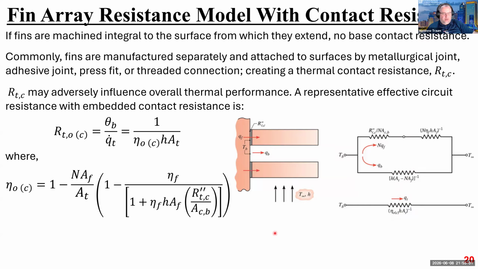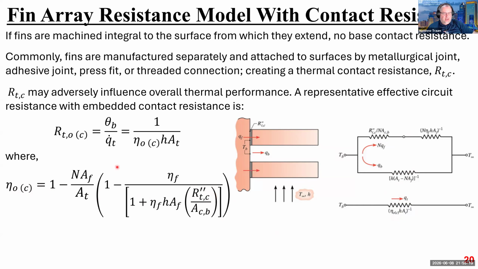The book goes through how this is derived. I won't bother with the derivation because you can look it up, but this is the expression for the efficiency of a fin where there's a contact resistance, and that contact resistance is known, so it gets plugged in here.